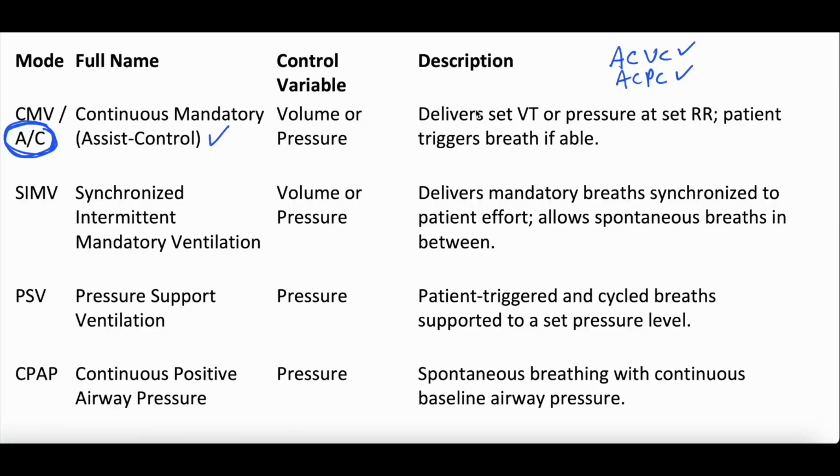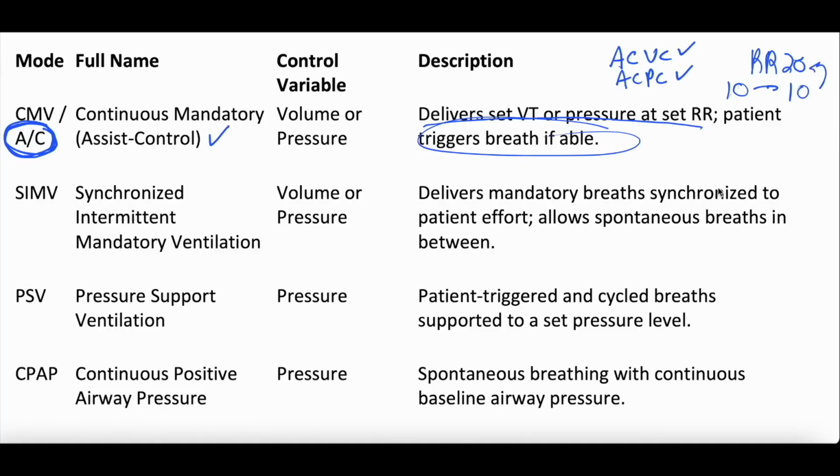All right. And as we just said, it delivers a set tidal volume or a set pressure at the respiratory rate, but the patient can trigger the breath if they're able to. Now, the ventilator will still give them a breath. If I set the respiratory rate at 20, right, and I'm in assist control mode, if the patient takes 20 breaths, the ventilator will just let them trigger all 20 breaths. But if the patient only takes 10 breaths, the ventilator will give them an additional 10 breaths to make the 20 that we set.